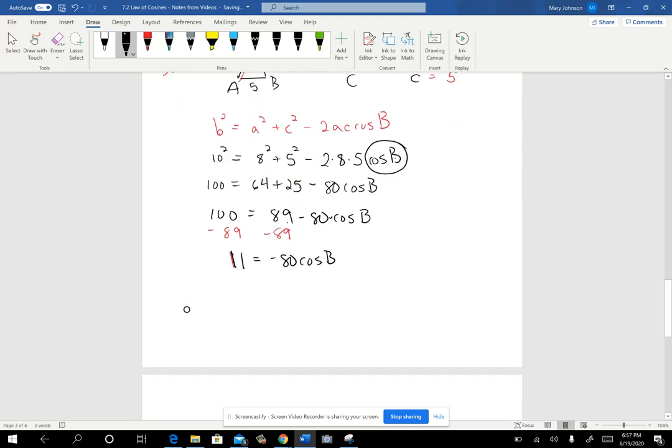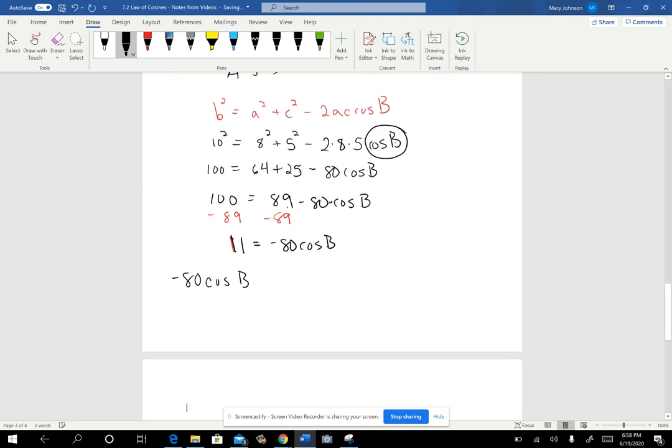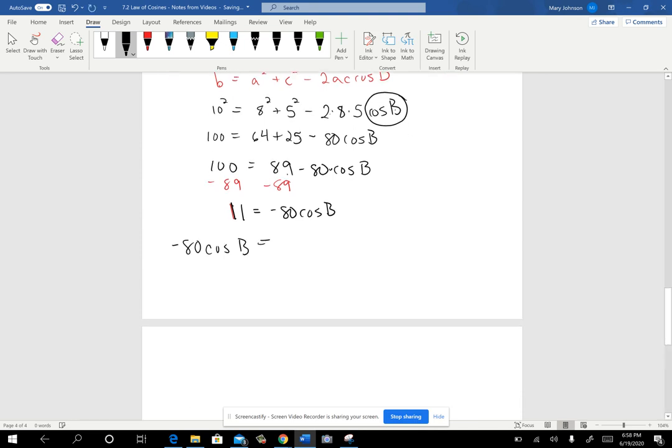Okay, and I want the cosine B by itself. In fact, you may prefer it if I put the unknown on the left-hand side, sometimes people really prefer that. So I could just switch the two sides. So you can think about getting this by itself. You could do it by dividing by negative 80. All right, and then we'd have the cosine B equaling 11 divided by negative 80. Now I'm going to do that. So I know it's a negative number. I don't bother typing that in.